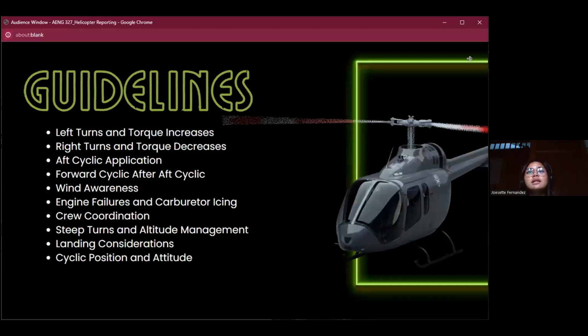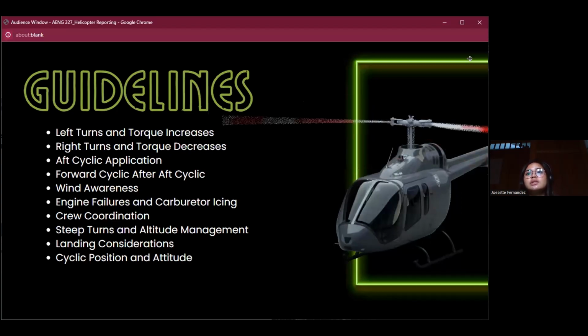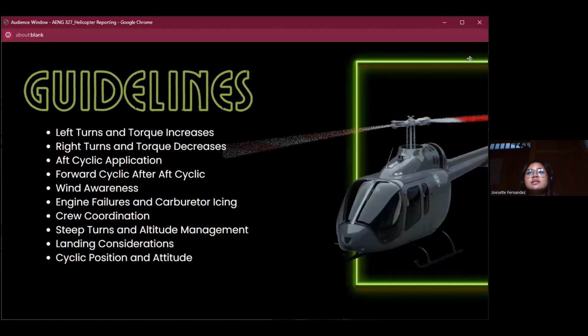Last one is the cyclic position and attitude. The cyclic position relative to the horizon directly influences the helicopter's travel direction and altitude. Mastering cyclic control is essential for precise maneuvering.